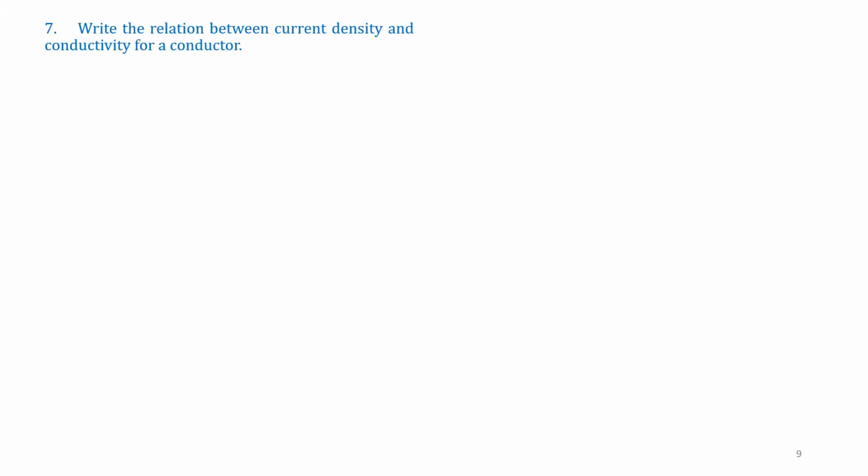Write the relation between current density and conductivity for a conductor. Answer: J is equal to sigma into E, where sigma is the conductivity and E is the electric field. This is the relationship between current density and conductivity of a conductor.